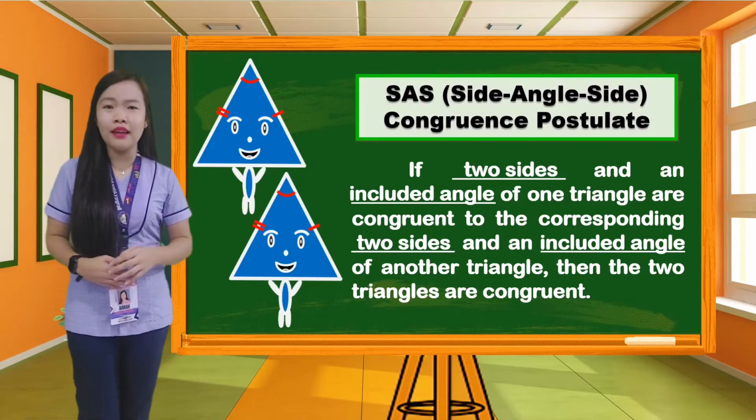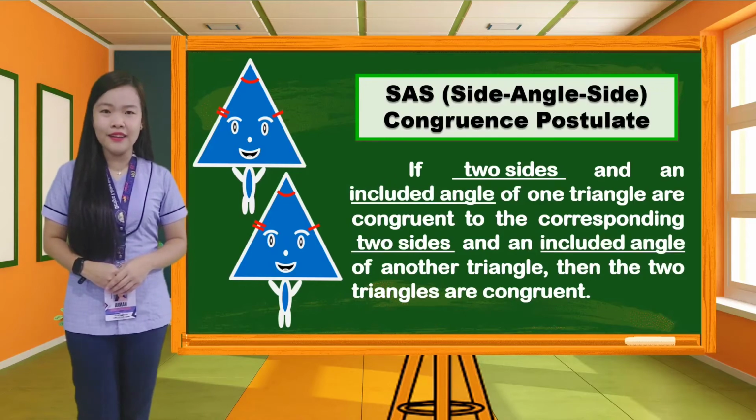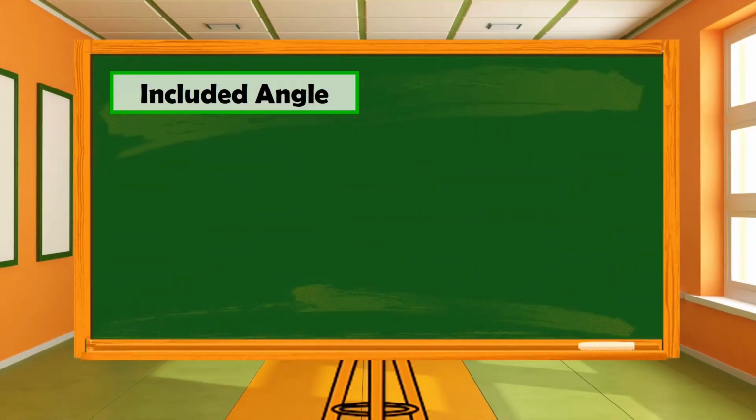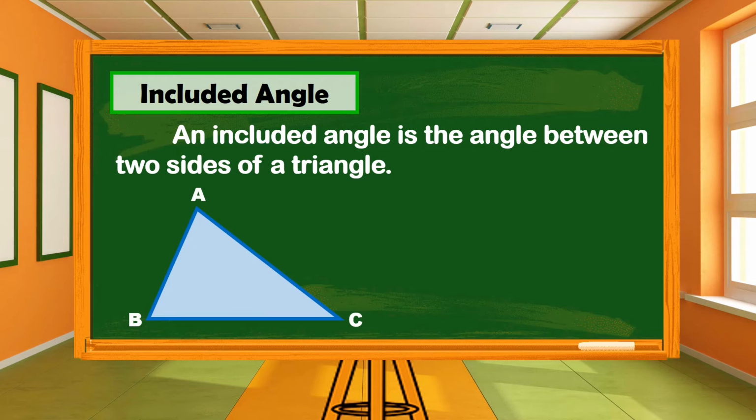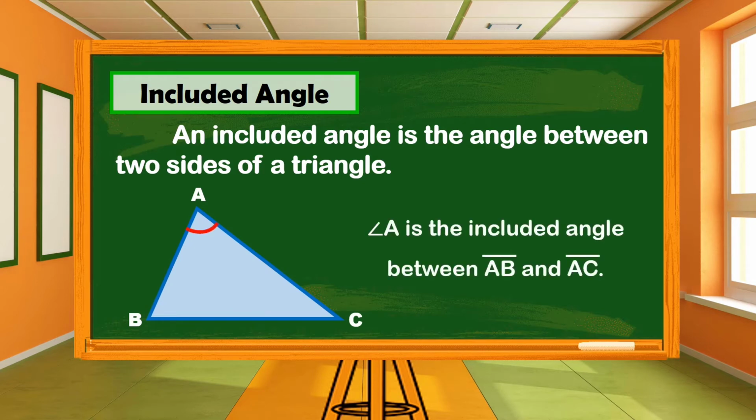But what do we mean by included angle? An included angle is the angle between two sides of a triangle. For example, given this triangle ABC, angle A is the included angle between line segment AB and line segment AC.